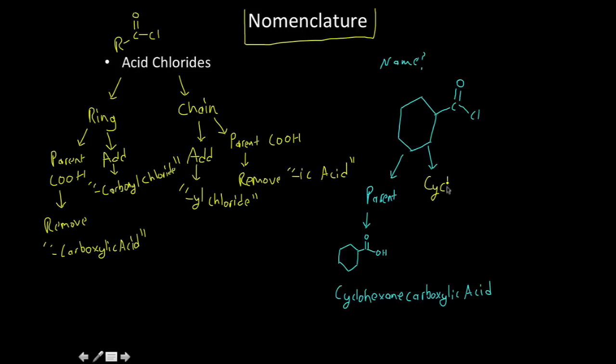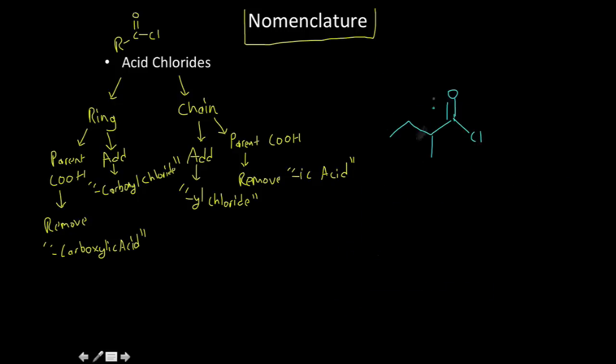So I'm going to keep the cyclohexane. And this is so ugly. I hate this nomenclature, but I'm going to simply replace that with carbonyl chloride. So this would be named cyclohexane carbonyl chloride. All right, let's do another one. See if you can name this compound. Pause the video if you need to.